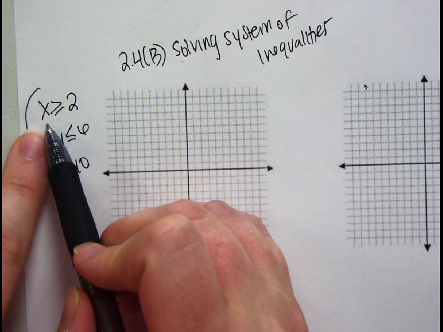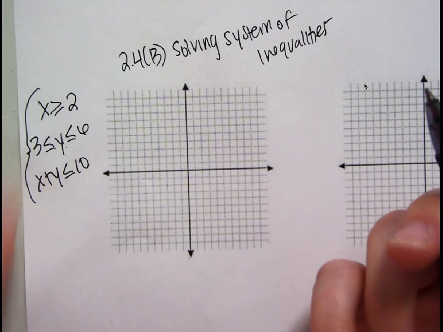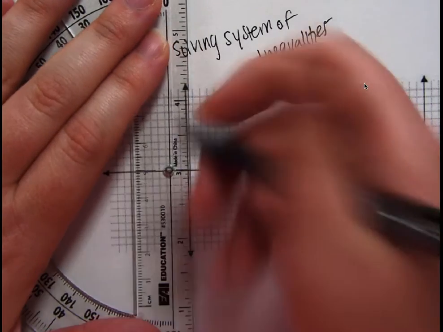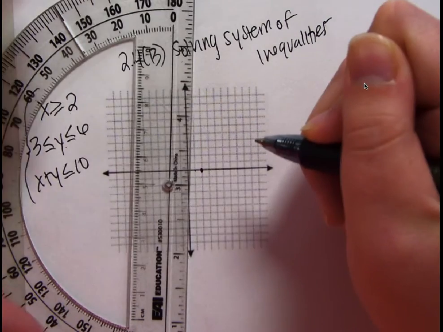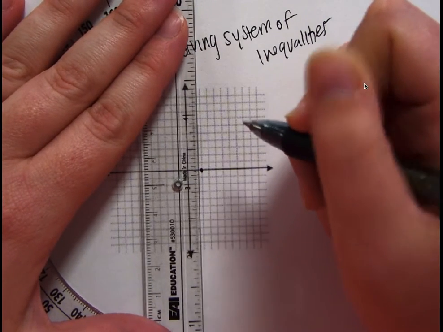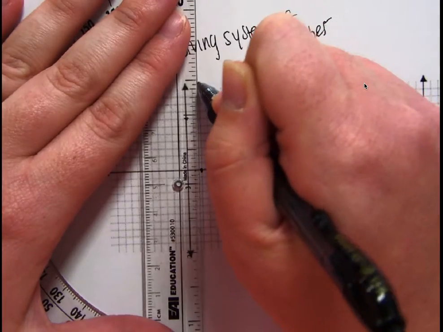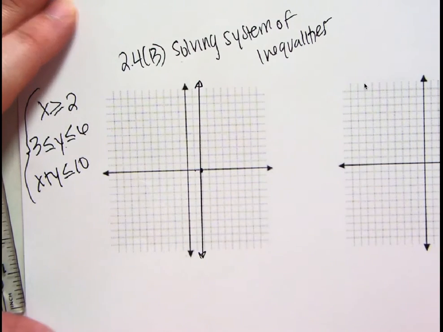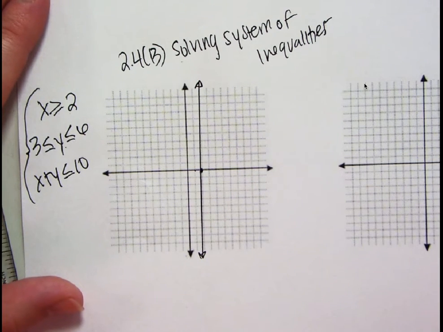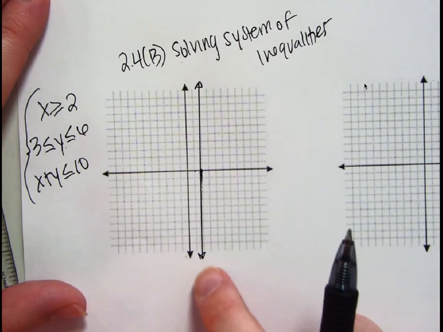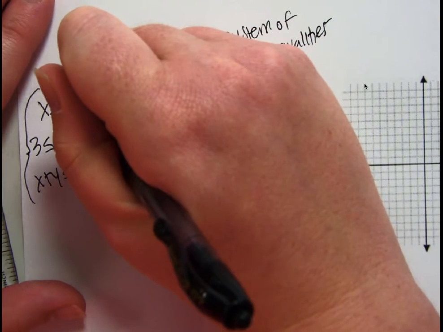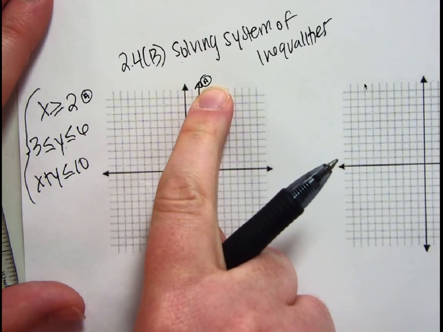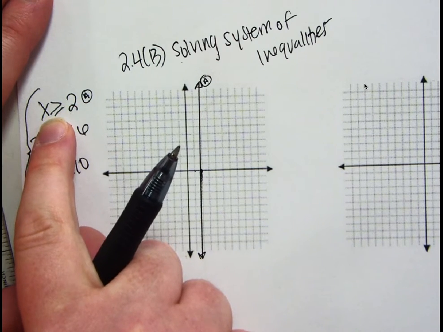So let's do the first one, x greater than or equal to 2. That's a vertical line that passes through an x value of 2, and because it's equal to, it's going to be a solid line. Whenever you're graphing more than one line, it's important that you label your graphs. So next to this graph, you can either write x greater than or equal to 2, or label them with letters. I say that this is my inequality A.